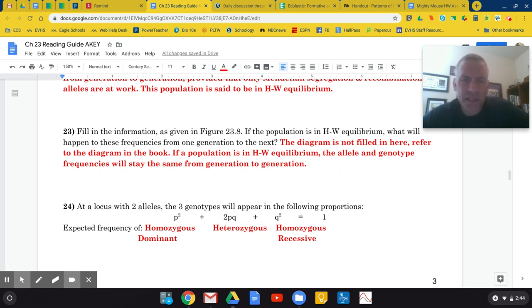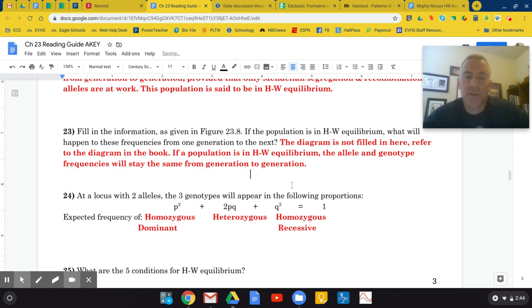But the question says, if the population is in Hardy-Weinberg equilibrium, what will happen to these frequencies from one generation to the next? Again, the allele and genotype frequencies will stay the same from generation to generation, because the things that cause change in this hypothetical population, we're saying they're not occurring. This is the idea of a control population to compare actual changing populations to.